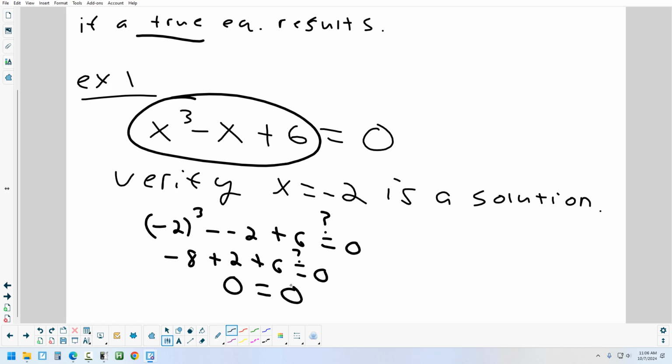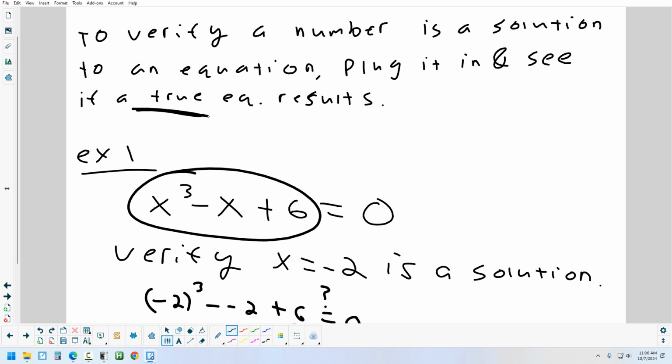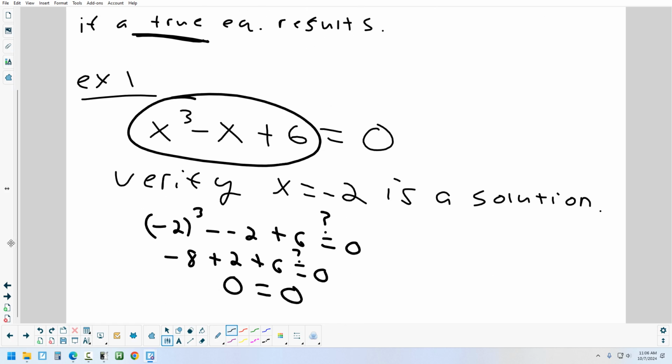So I ended up with a true statement, which means what about -2? It's a solution. -2 is a solution. And to verify that, you just have to show me the steps that we did right there. Any question on verifying a number as a solution?